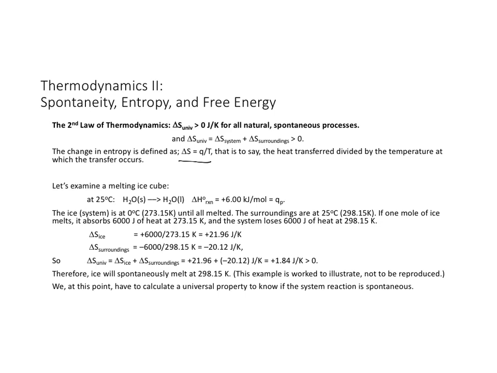So if 1 mole of ice melts, it absorbs 6,000 joules of heat at 273.15 Kelvin, and the surroundings lose 6,000 joules of heat at 298.